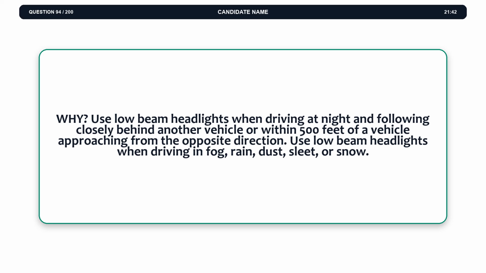Explanation. Use low beam headlights when driving at night and following closely behind another vehicle or within 500 feet of a vehicle approaching from the opposite direction. Use low beam headlights when driving in fog, rain, dust, sleet, or snow.